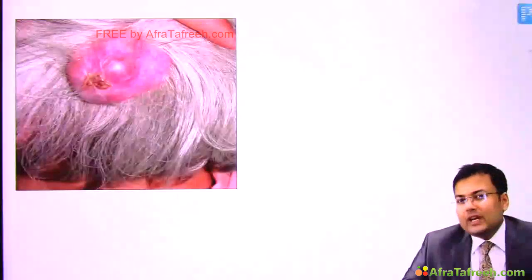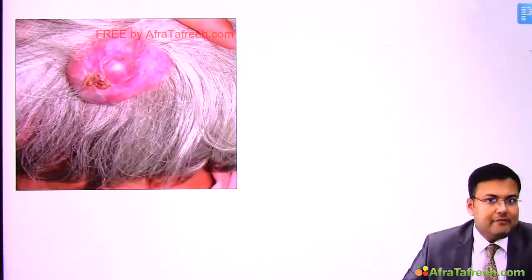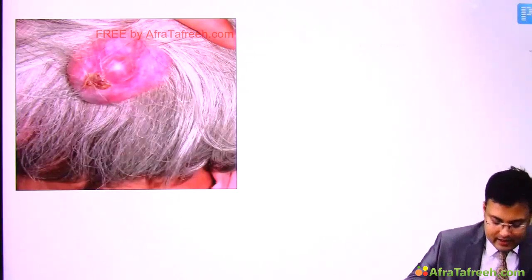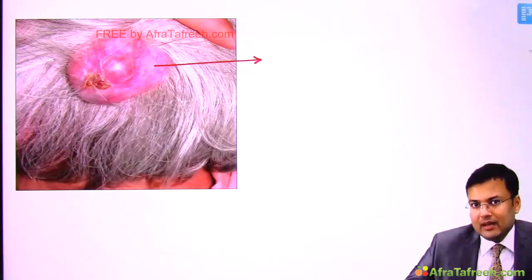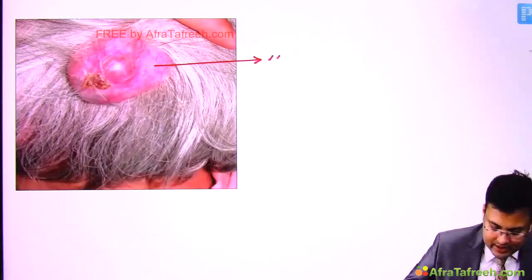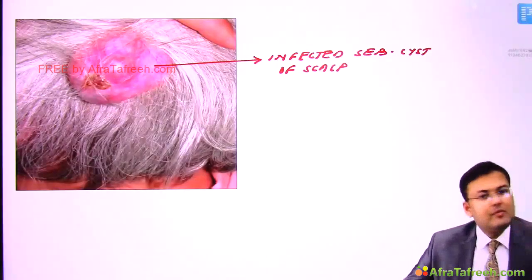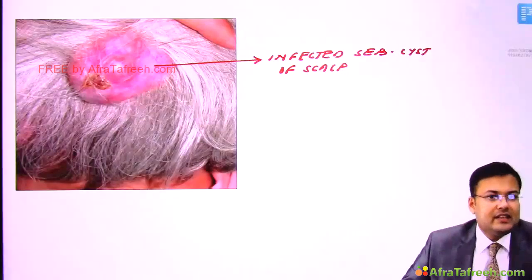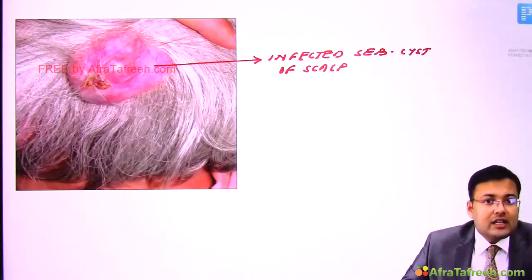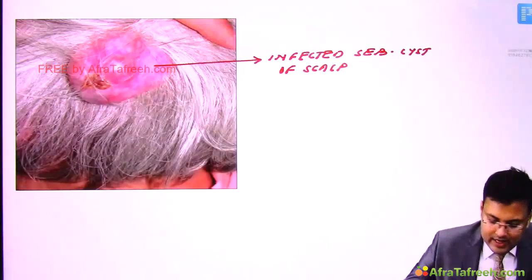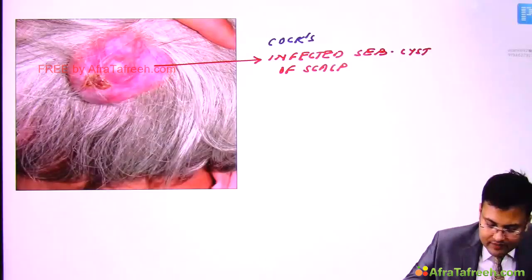Now see, there are 4 one-liner questions which are asked almost every year in one exam. Almost every year. And what's the first? You can see here there is a sebaceous cyst of scalp and it is infected. So this condition is infected sebaceous cyst of scalp. This question was asked minimum 20 to 30 times. What's the name of this condition? This condition is known as Cox peculiar tumor. So the name of this condition is the Cox peculiar tumor.